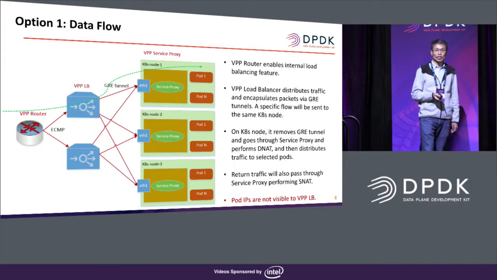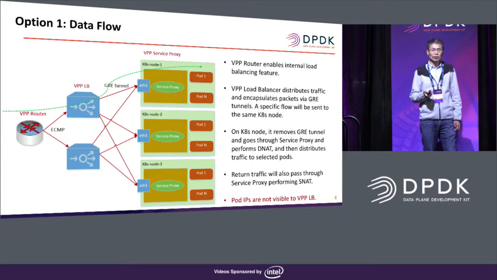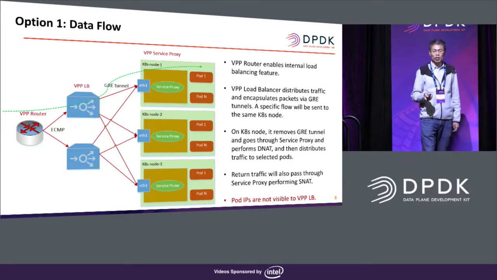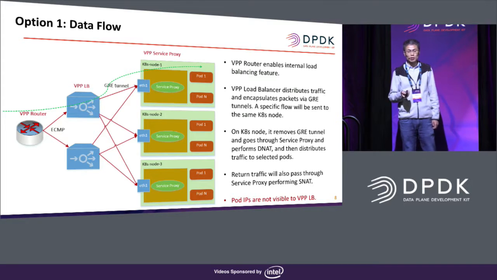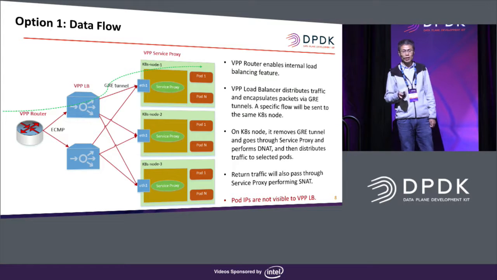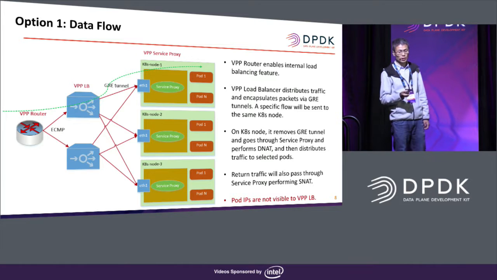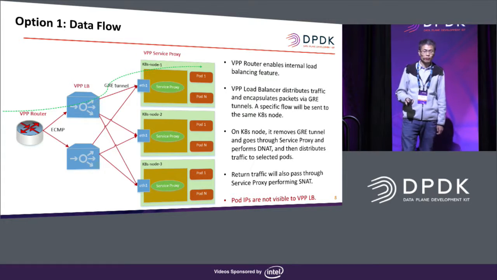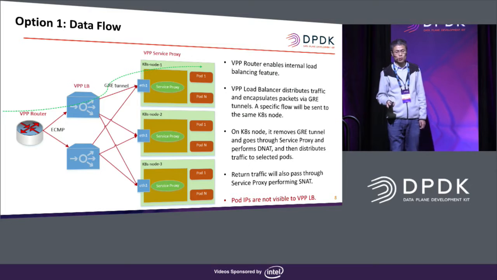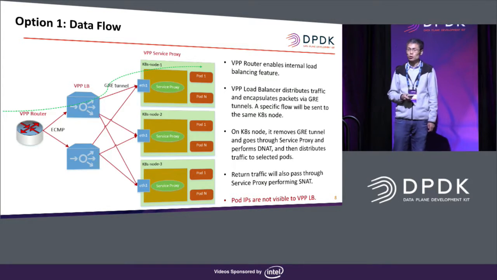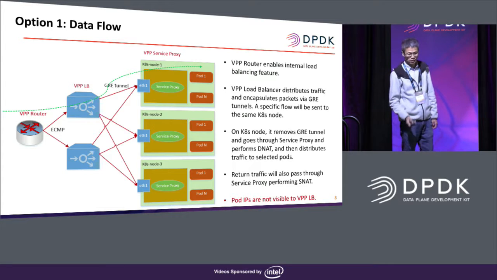On the Kubernetes node, it will perform the node-level load balancing. So it will remove the GRE tunnel, go through the service proxy load balancing algorithm, perform the destination NAT, and distribute traffic to the selected ports. For the return packet, it will also pass through the service proxy. In this case, the port IP is not visible to the VPP load balancer.